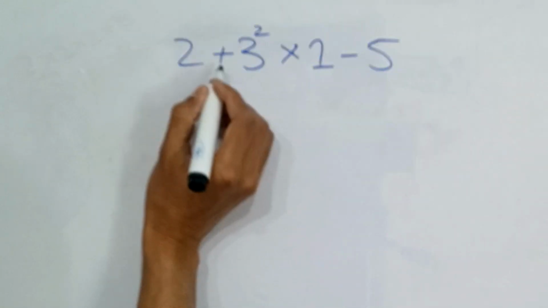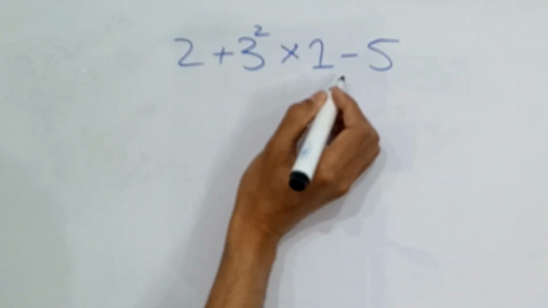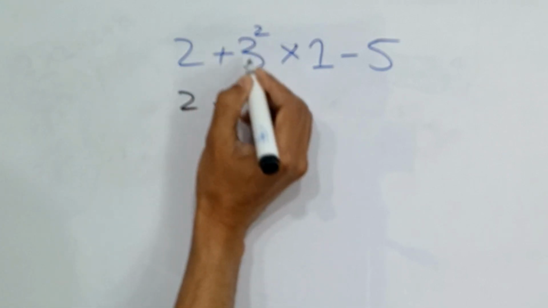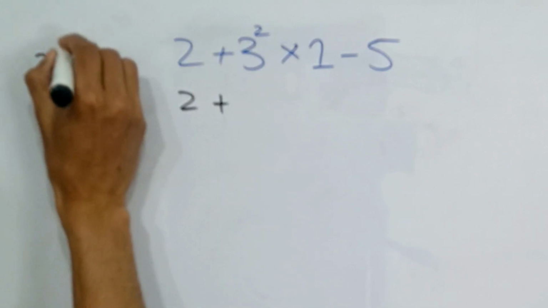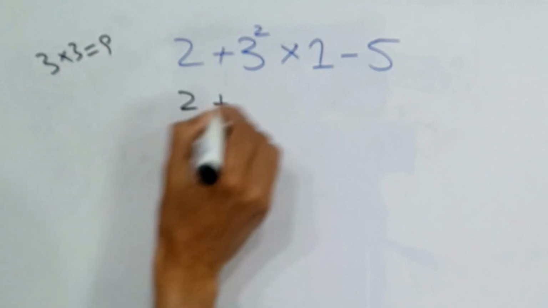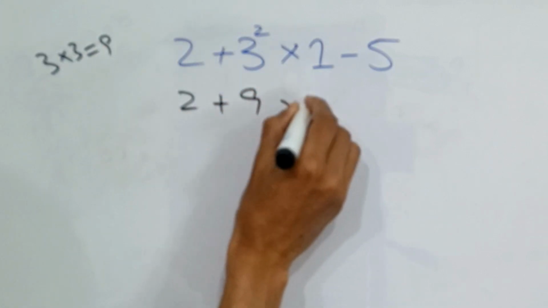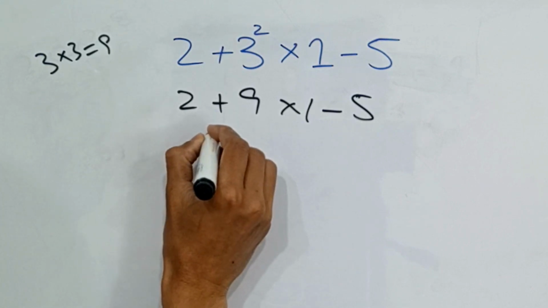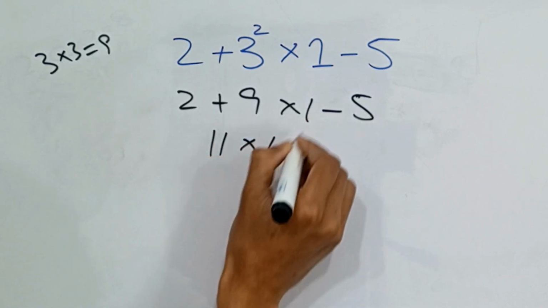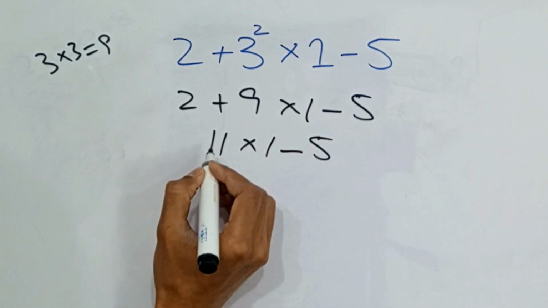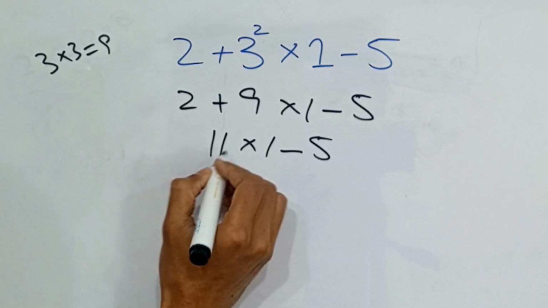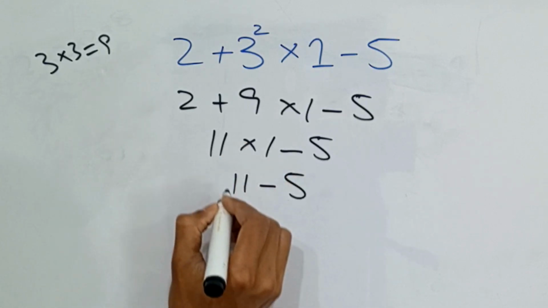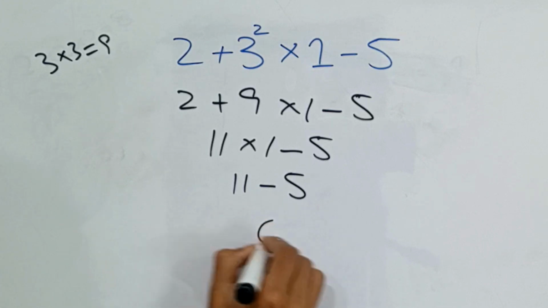Okay, guys, we have 2 plus 3 squared times 1 minus 5. 2 plus 3 squared means 3 times 3 equals 9, right? 9 times 1 minus 5. Now 2 plus 9 equals 11 times 1 and minus 5. 11 times 1 equals 11 minus 5. 11 minus 5 equals 6.